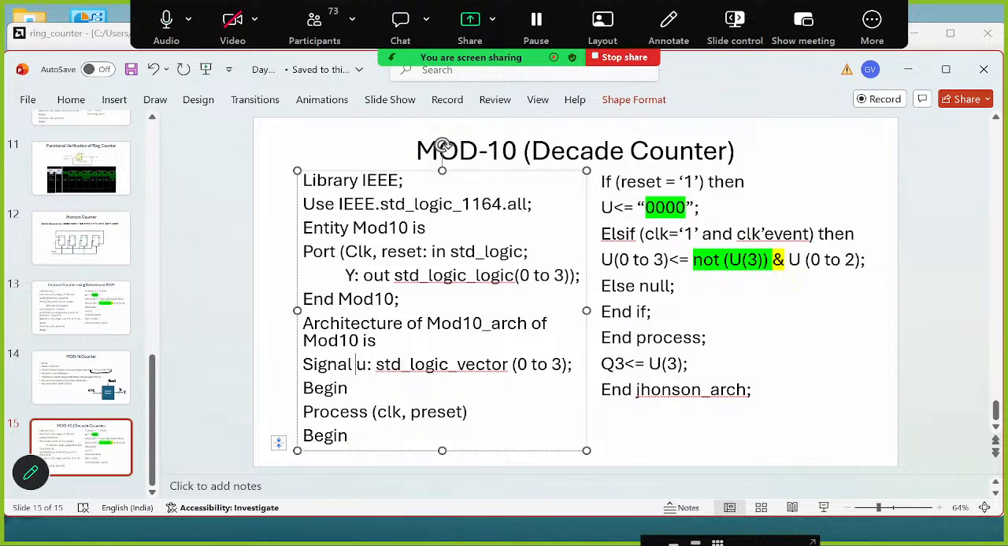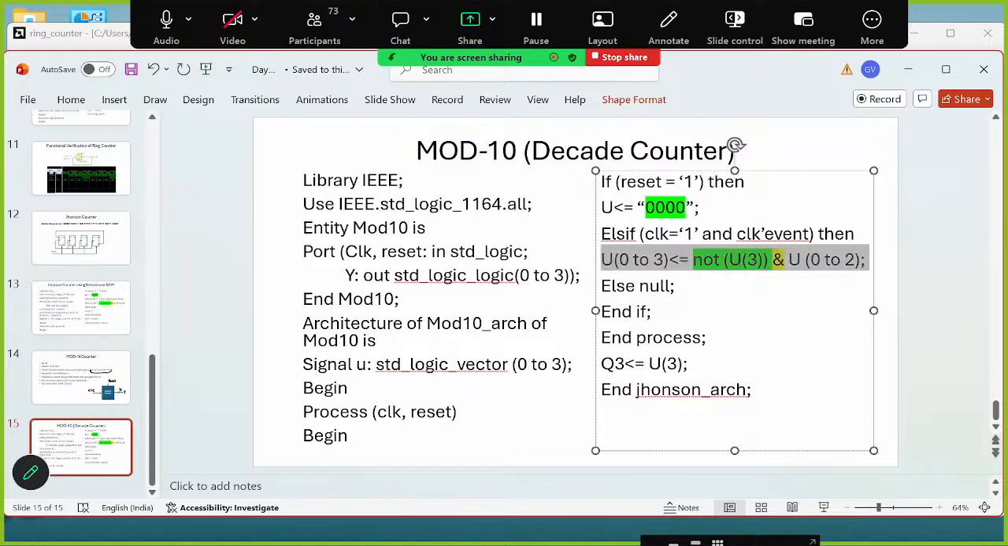in this also I am going to use u, std_logic_vector of 0 to 3, then process clock or reset begin. I am saying if reset equal to 1, then I am making this u signal to be 0 0 0. Else if clock equal to 1 and clock tick event, then I want to update this count by 1.